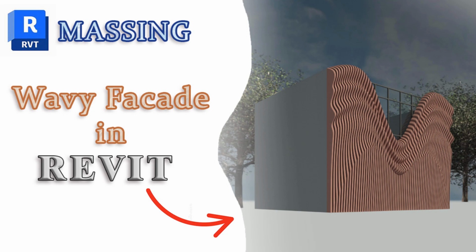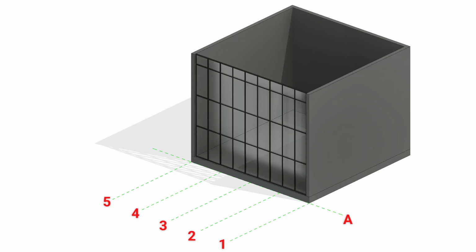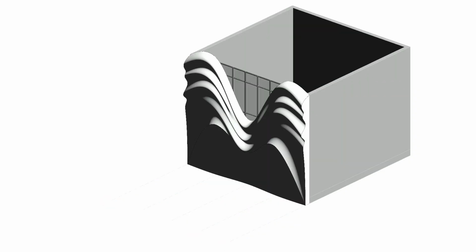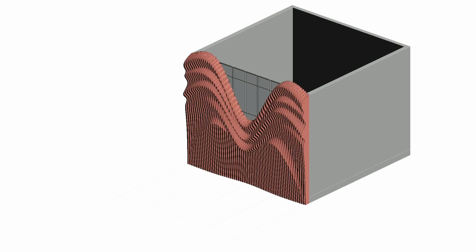Welcome back. For this type of meshing shape, we will first create reference lines, then create a desired model by merging shapes on each reference line, and at the end, create voids in it. So let's start.